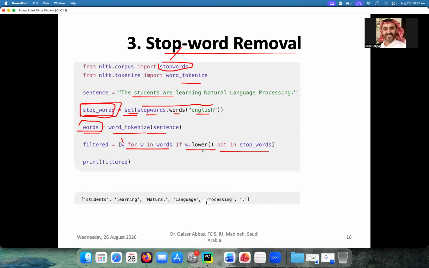If it is not available in stop words. What would be the words available in stop words? The, is, am. So it is checking first "the", and then checking not in stop words. No, it is available. So then it will not work, and it will fetch the next word. It will take the next word and convert it into lower again. And what is the next word? Students. And then it is checking whether students is available in stop words. No, then it will be filtered, and it will go like that. And finally, you are printing filtered, and you are getting these things, which are not stop words.